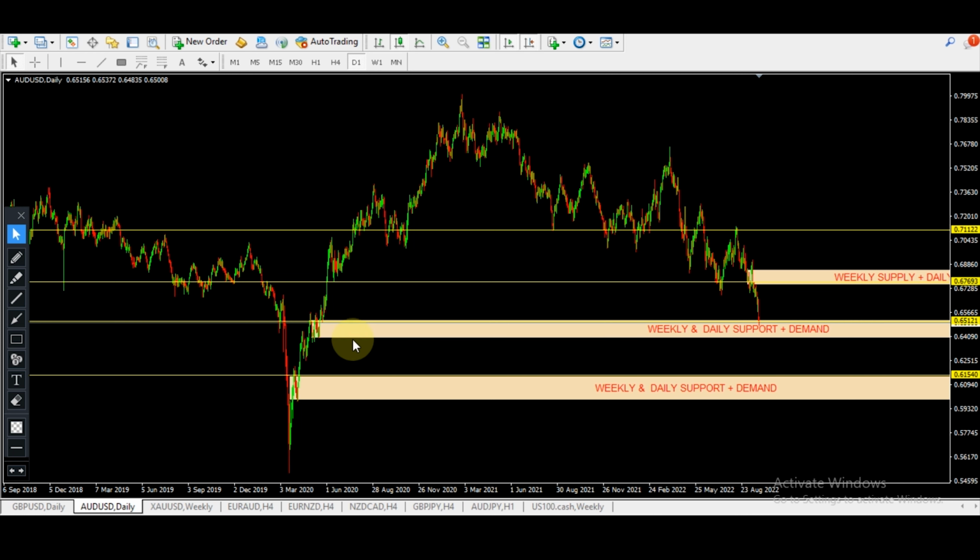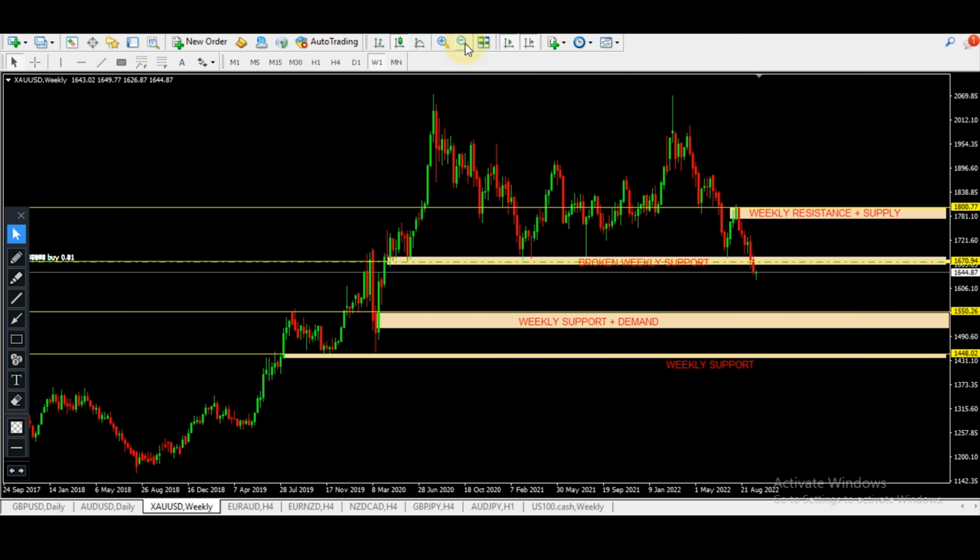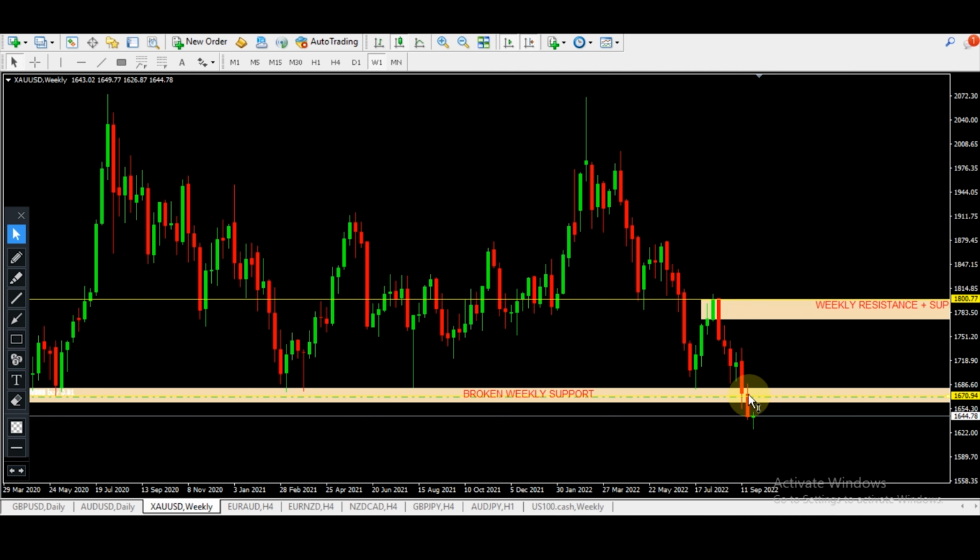Then going on to gold, our next pair is gold. So on the weekly time frame, we can see that we're currently at this broken weekly support. We can see at this broken weekly support that the market has closed below this support.